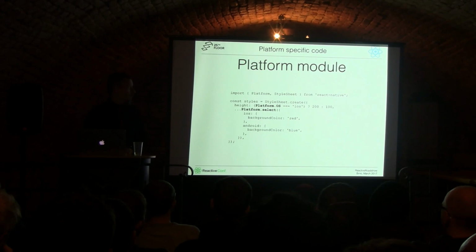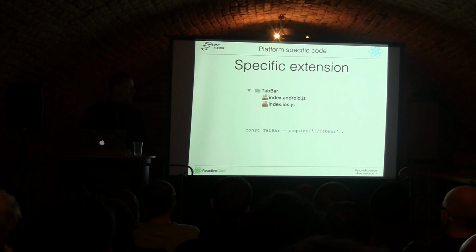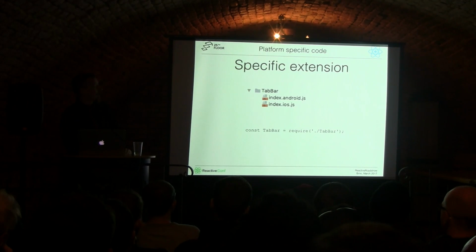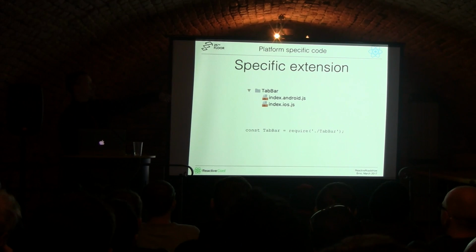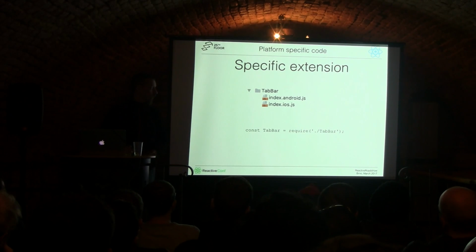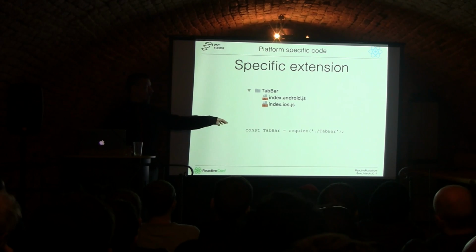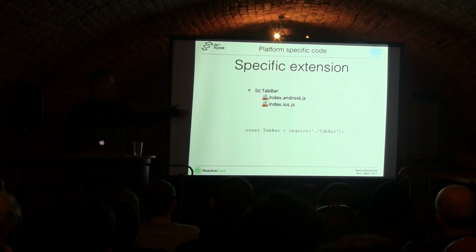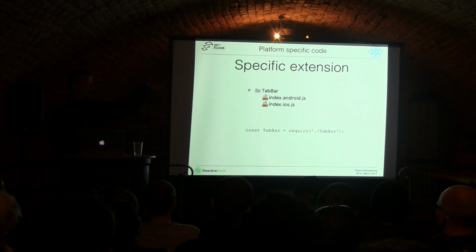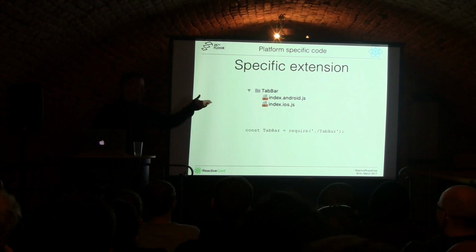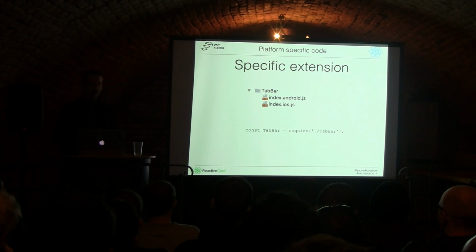The other possibility to distinguish between Android and iOS is to use specific file name extensions. When you name your components with the suffixes .android.js and .ios.js, you can require them as usual, but the packager will take the one that is needed for the platform it is running on.